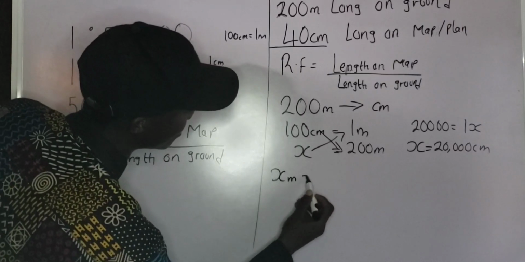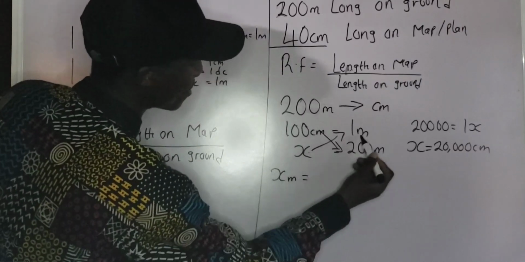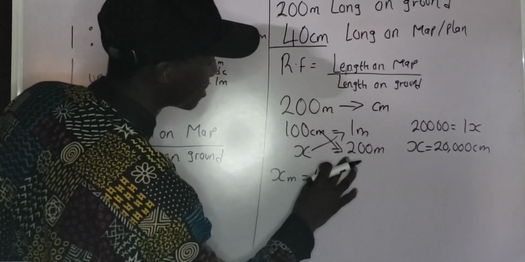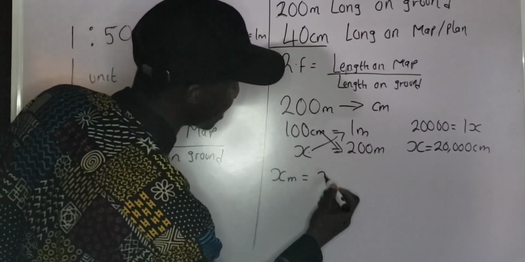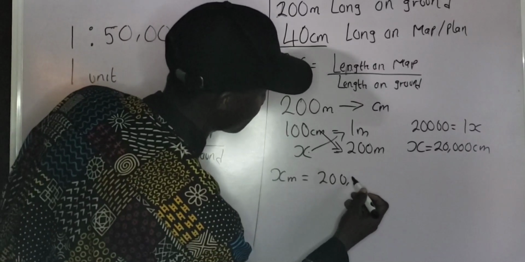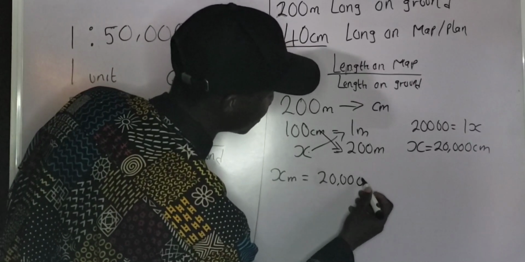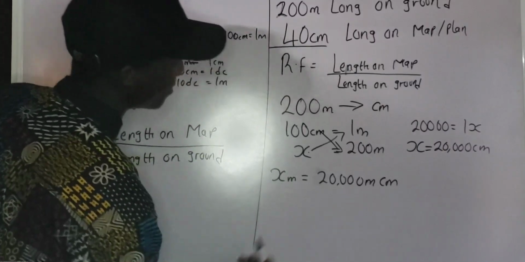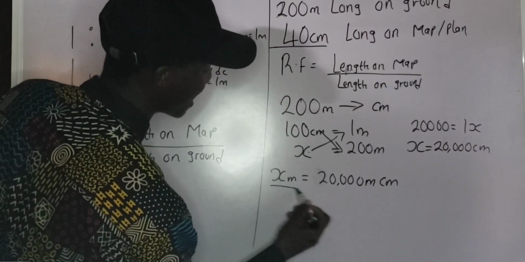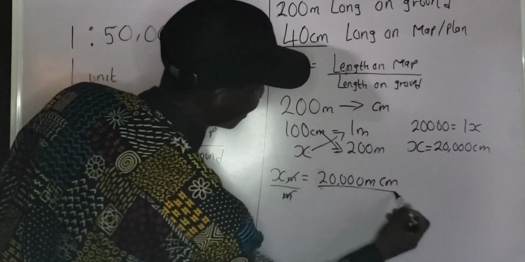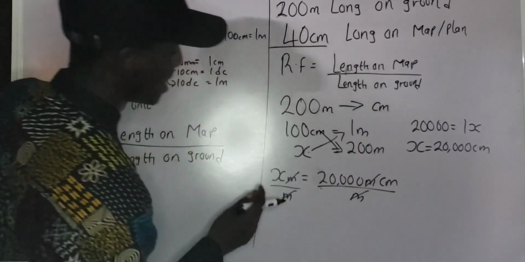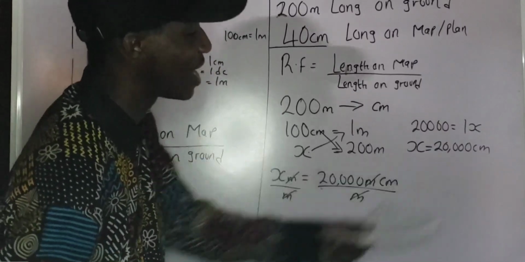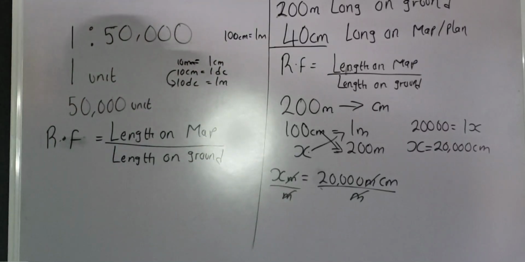Let me give you the solution. x meter is equals to what? x multiplied by 1 meter is x meter. 100 centimeter multiplied by 200 meter, that will be 20,000 meter centimeter. You can see now. So the next step is that I'm going to divide both sides by meter. You understand? So meter will cancel meter, and this meter also will cancel meter. So I'm only left with x and centimeter. That is how I got x is equals to 20,000 centimeter. Do you understand?